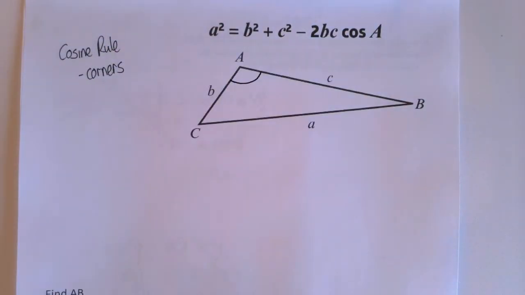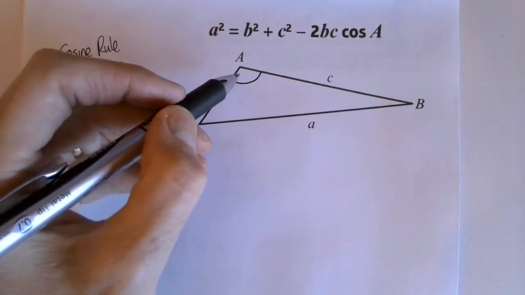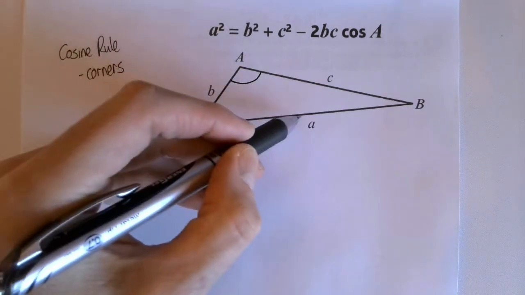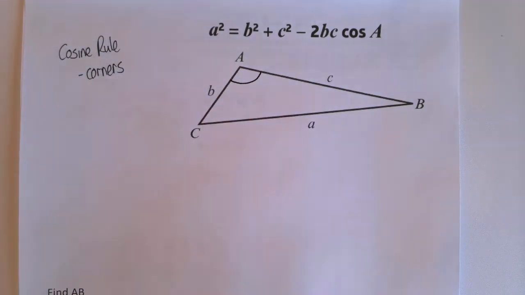And when I'm presented with a cosine rule problem, however it's labelled up, I ignore the labelling. I label the angle I know big A and the side I'm trying to find little a. So I ignore their labelling and I superimpose my labelling. I'll explain that with an example later.